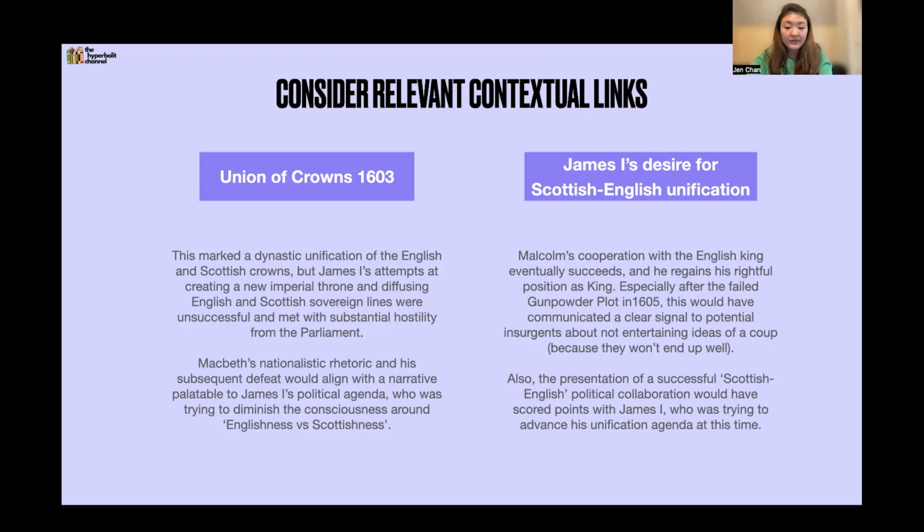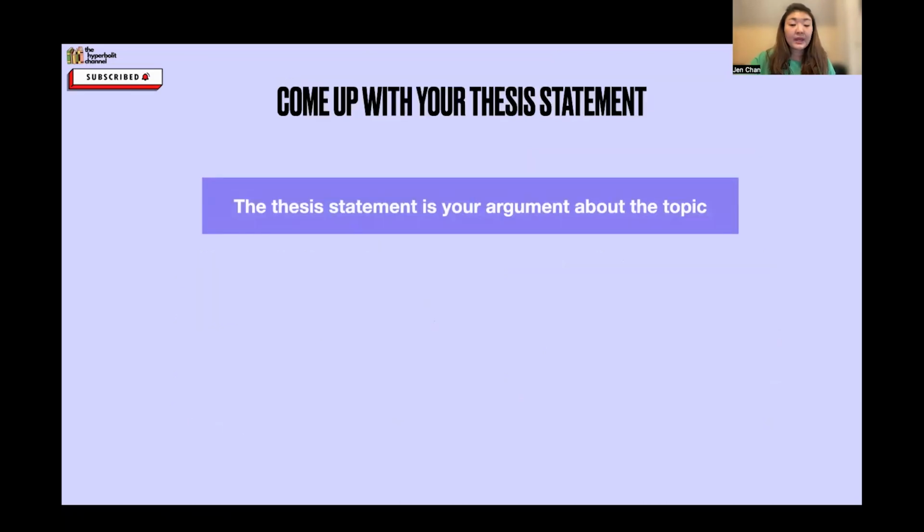This presentation of a successful Scottish-English collaboration would have scored points with James I because he was trying to advance his unification agenda at the time. And so finally, it's time for us to come up with our thesis statement.